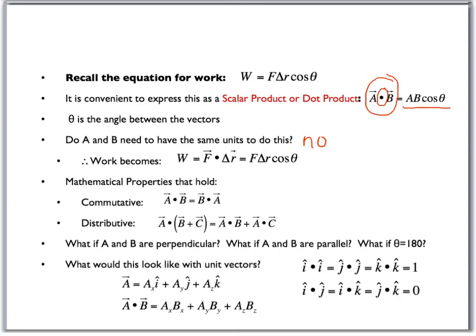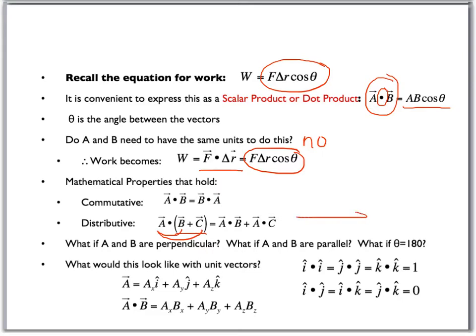So since we know that work is F delta R cosine theta, then really this just becomes a dot product between F and delta R. So oftentimes you will see work defined as the dot product of F dotted with delta R. Some of the mathematical properties that hold for this particular operation is the commutative property, so A dot B is the exact same thing as B dot A, and also the distributive property. A dotted with B plus C, we could simply distribute that through so that you have A dot B plus A dot C.